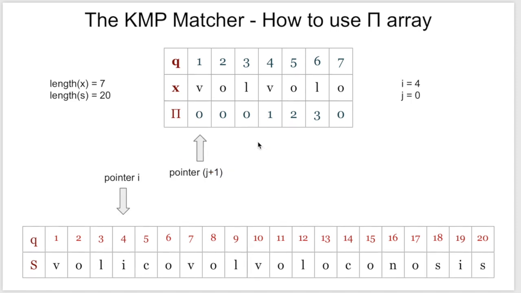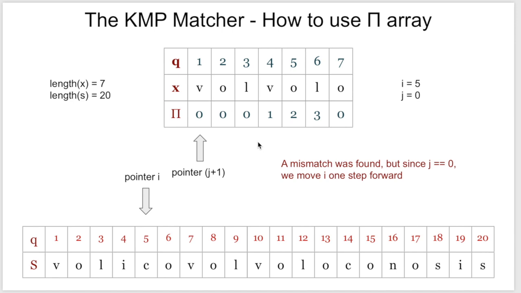So let us see how that worked out. Since you saw that my j was 4, I would just reset it back to the pi of 3 value, which is 0. Hence, now my j plus 1 is pointing to the index 1. Let us move ahead with this point.